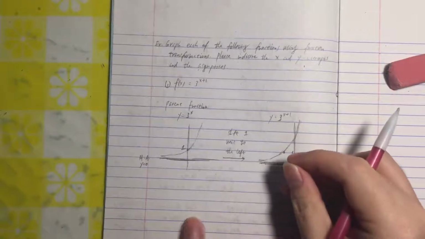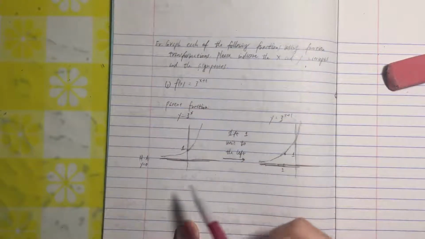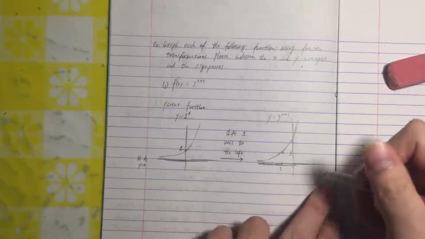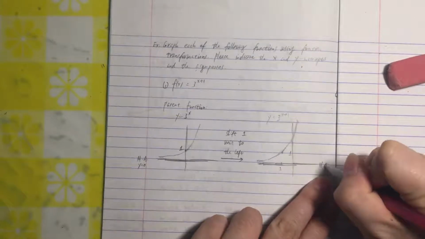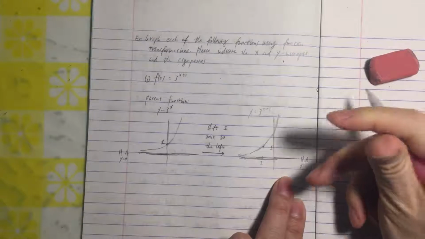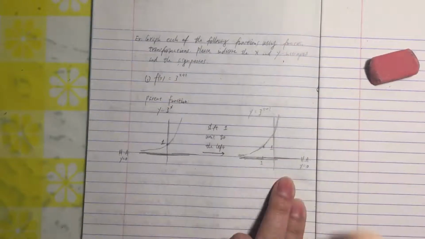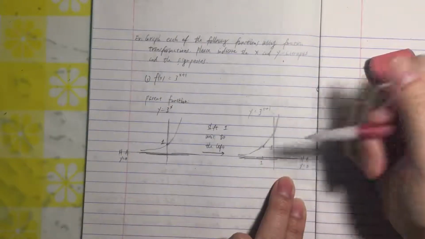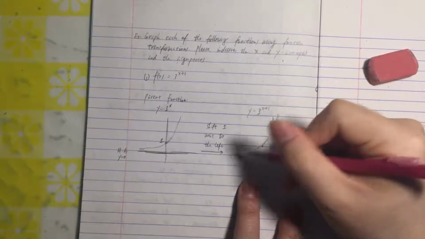When we shift the graph 1 unit to the left, the horizontal asymptote stays the same. It's also y equal to 0. If I shift the graph to the left or right, the horizontal asymptote stays the same. And here we can see that in this graph there are no x-intercepts.